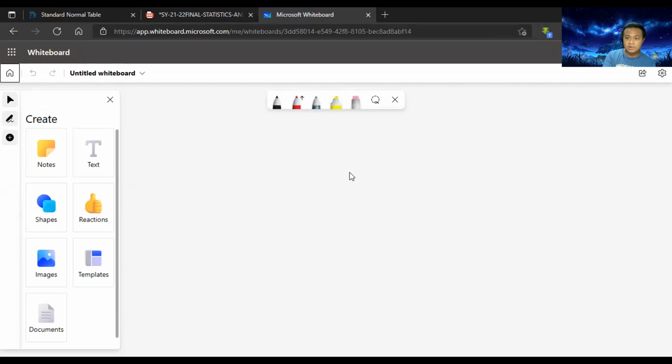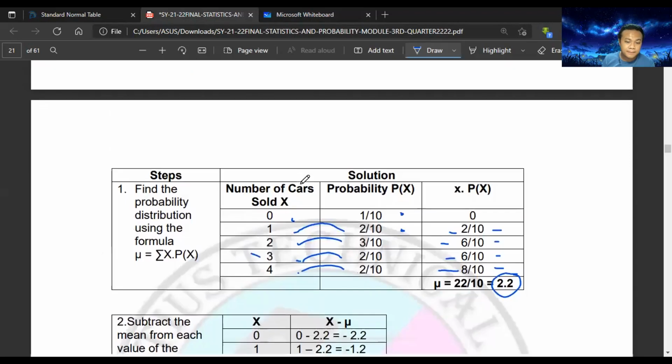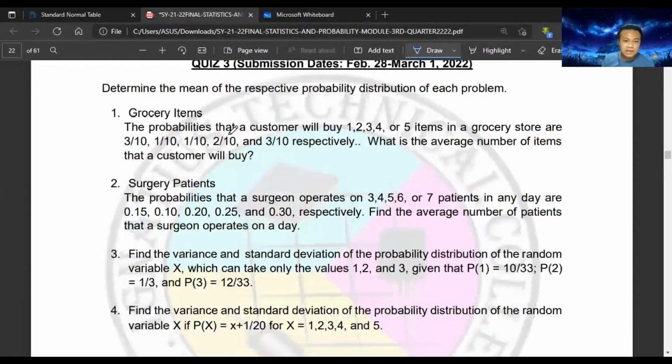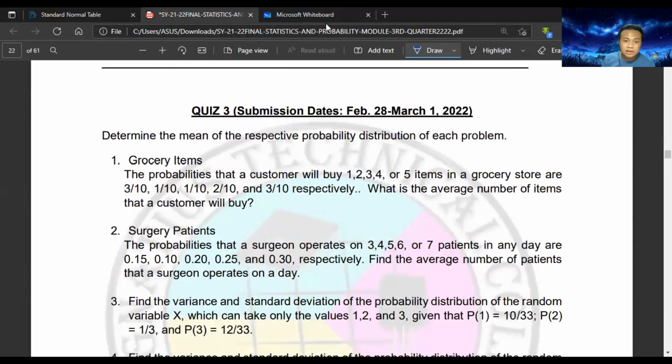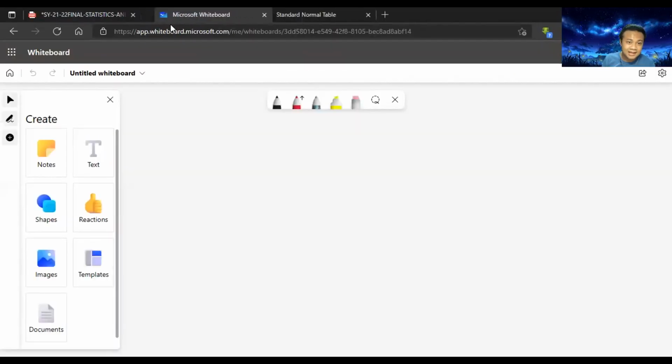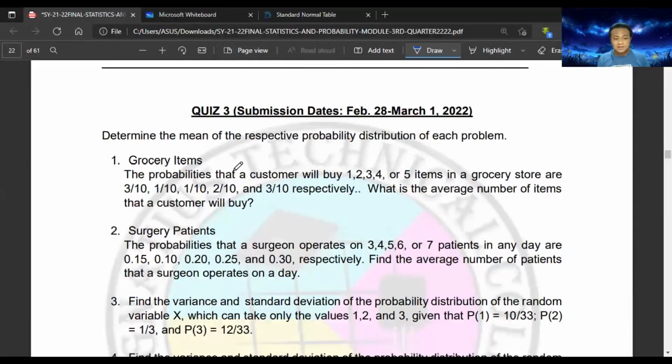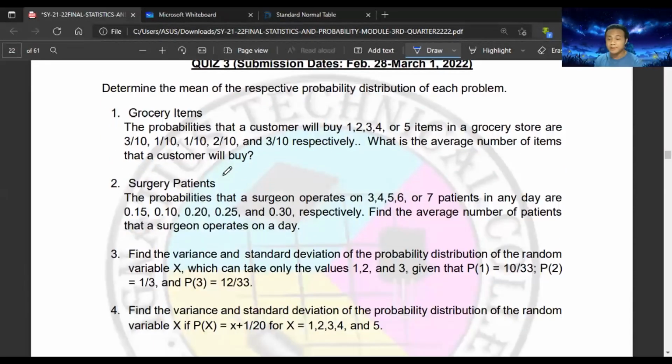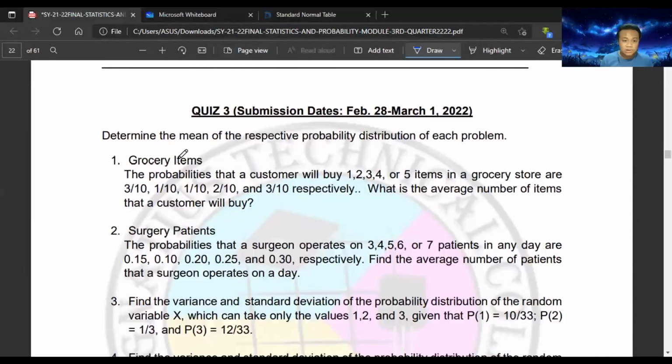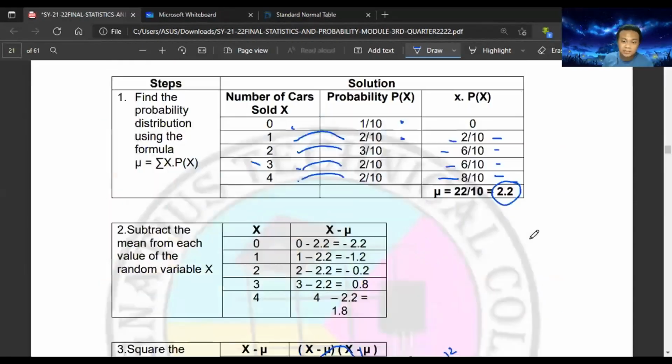Let's see here. Okay, let's bring up a whiteboard. So, for example, grocery items number 1: the probabilities that a customer will buy 1, 2, 3, 4, or 5 items in a grocery store are given. What's the average number of items that a customer will buy? Okay, so that is what you are looking for.